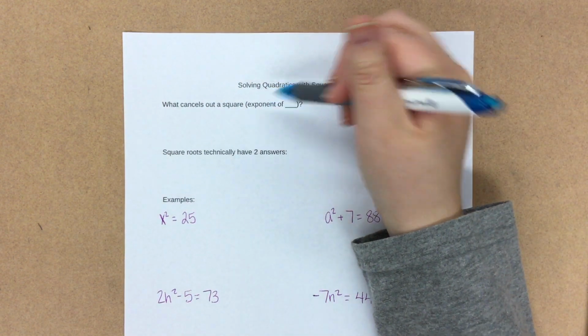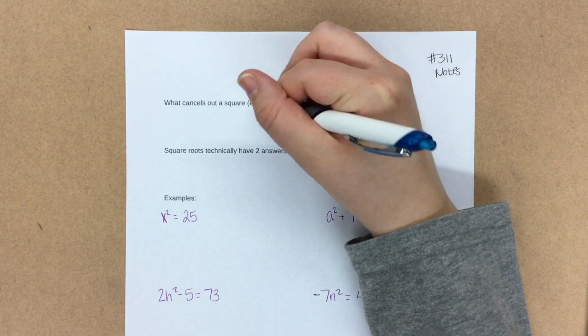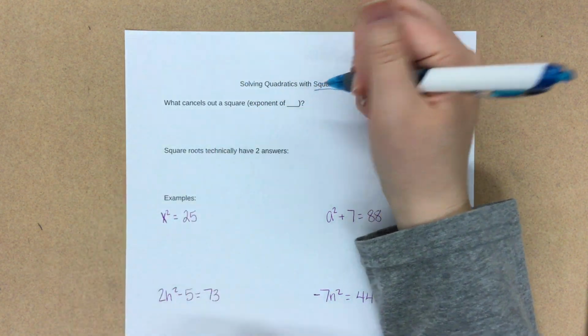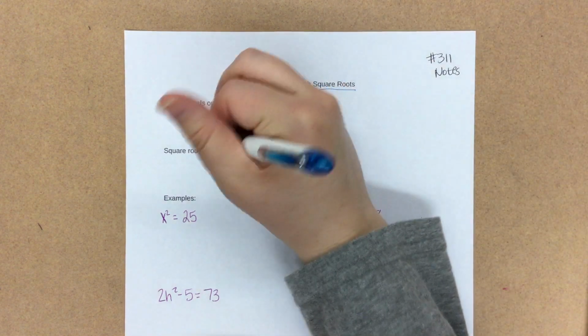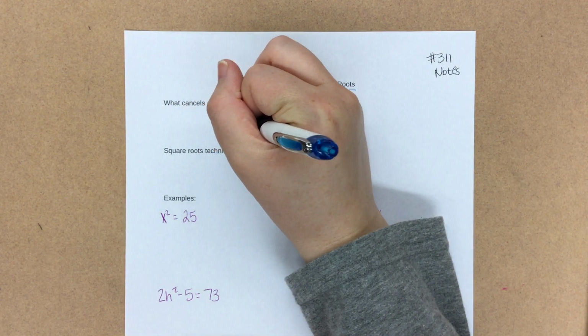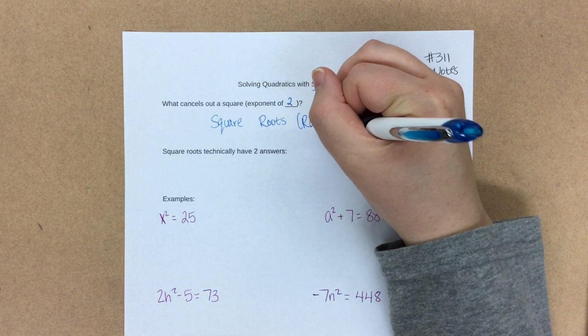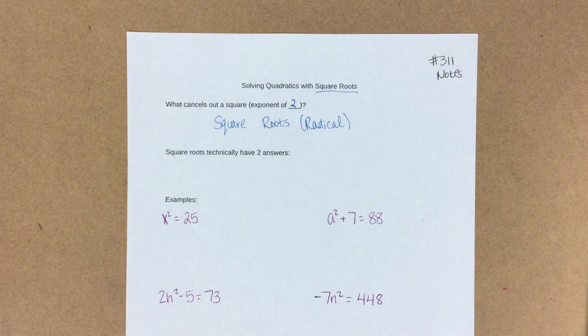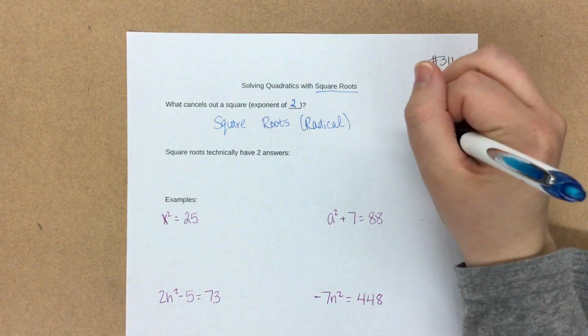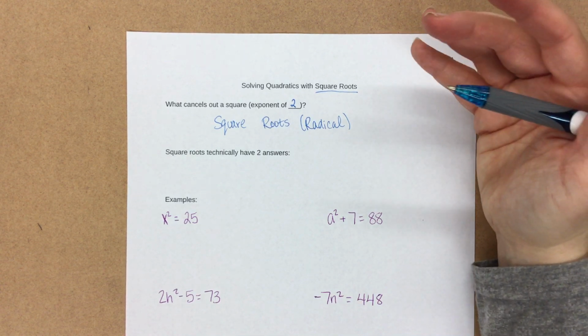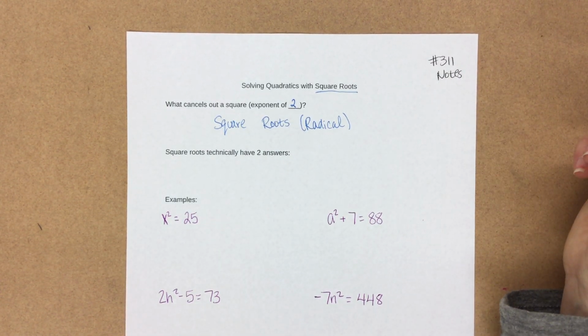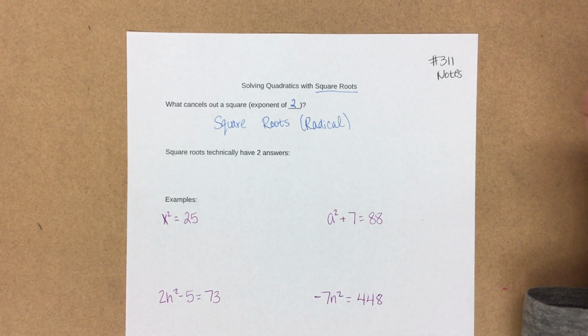Remember, a square root cancels out an exponent of 2. So what cancels out a square, or an exponent of 2, is a square root, or you could also call that a radical. This is what we were doing right at the tail end of Unit 1. We were learning to solve all those radical equations, and we usually had to take the square root or square both sides to get rid of a square root. Now we're going the other way. We want to get rid of the exponent of 2, so we're going to have to use a square root to do so.